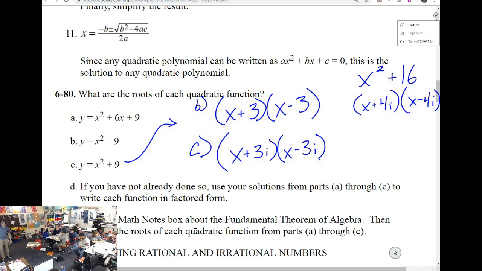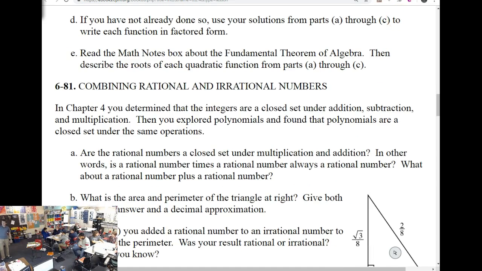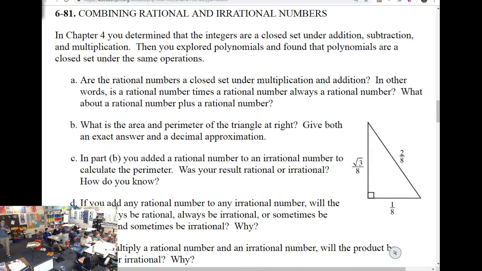So check out A1. Questions you actually have to think about here. Closed sets. Who can remind us what a closed set is? If you multiply it by itself, it turns into... Who wants to use real words? Explain what a closed set is.